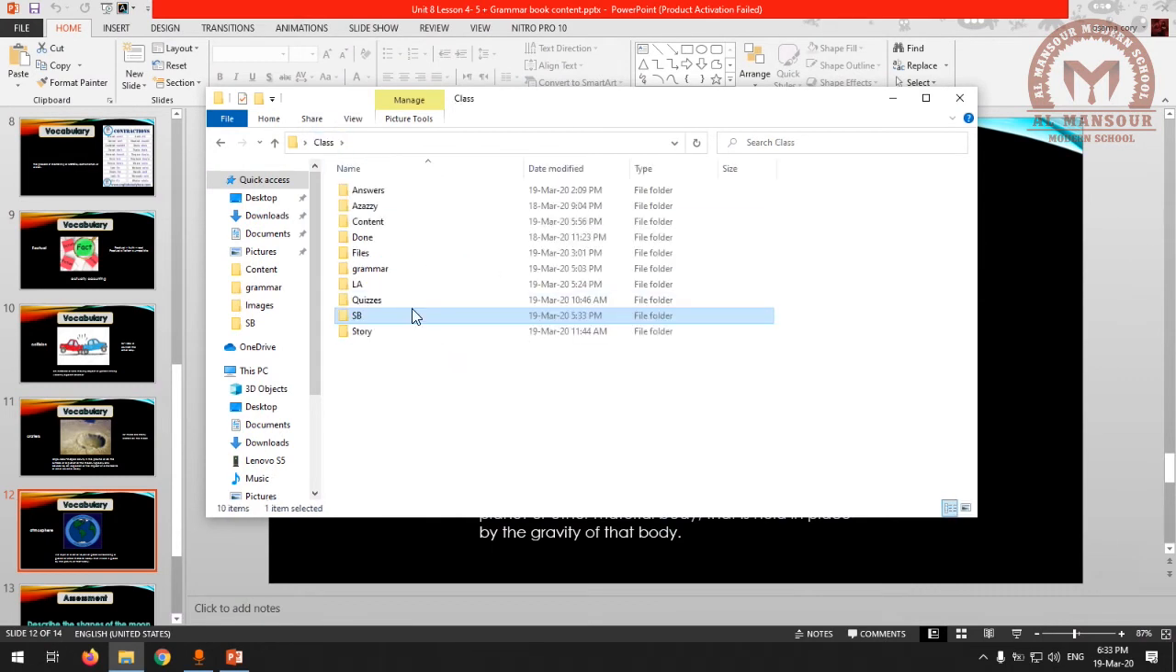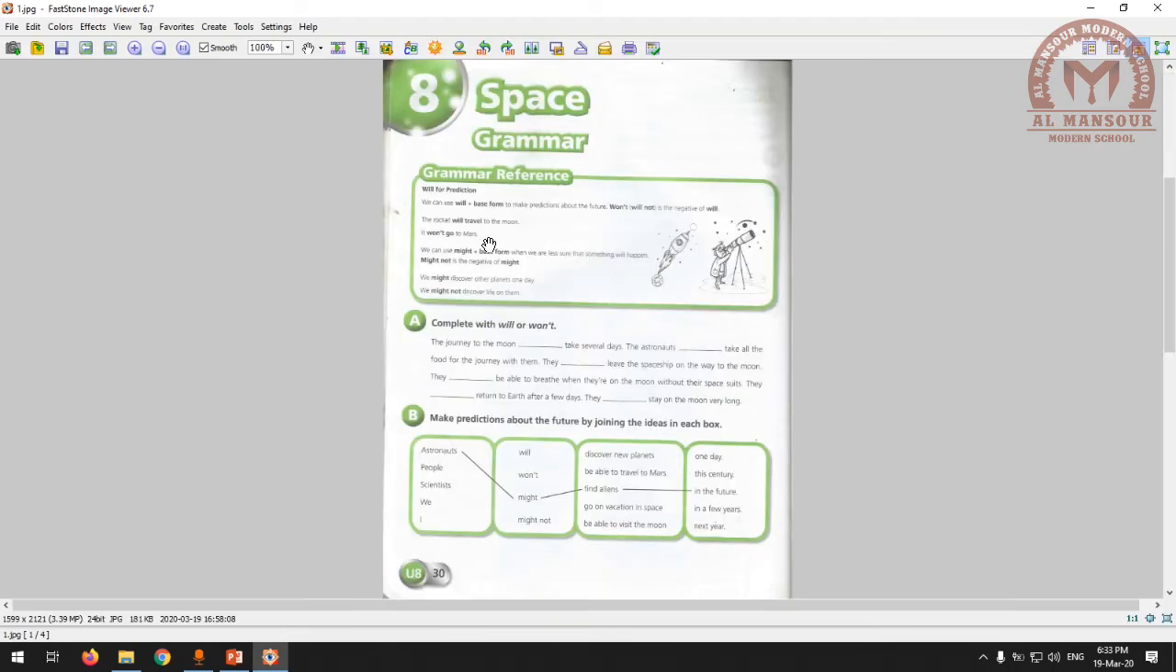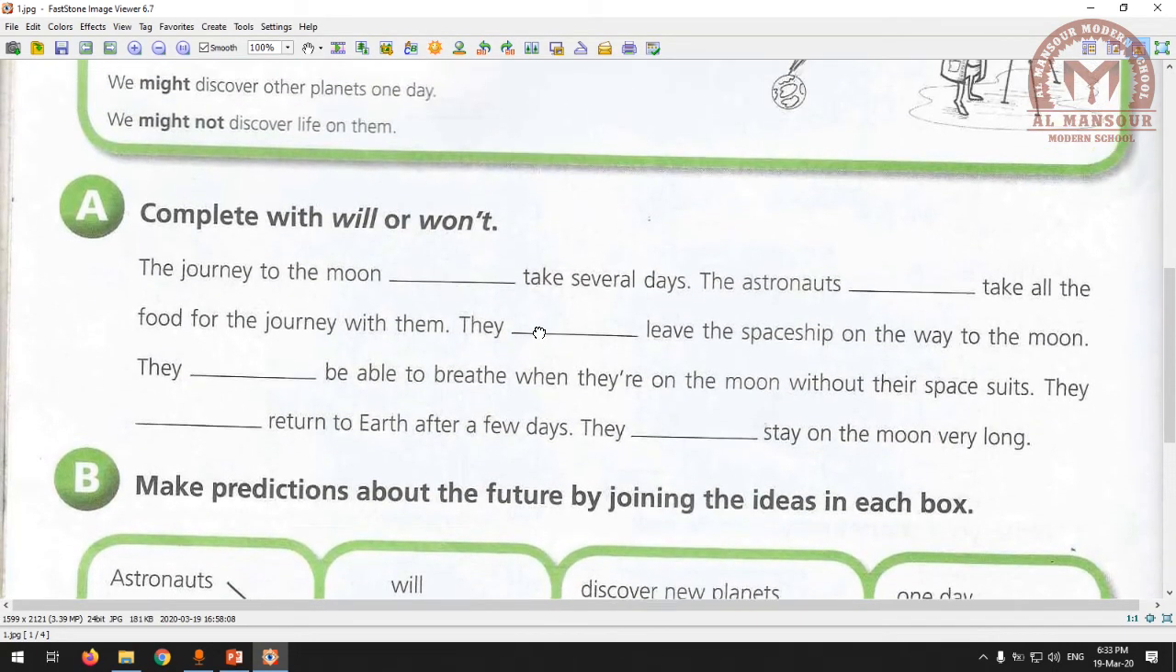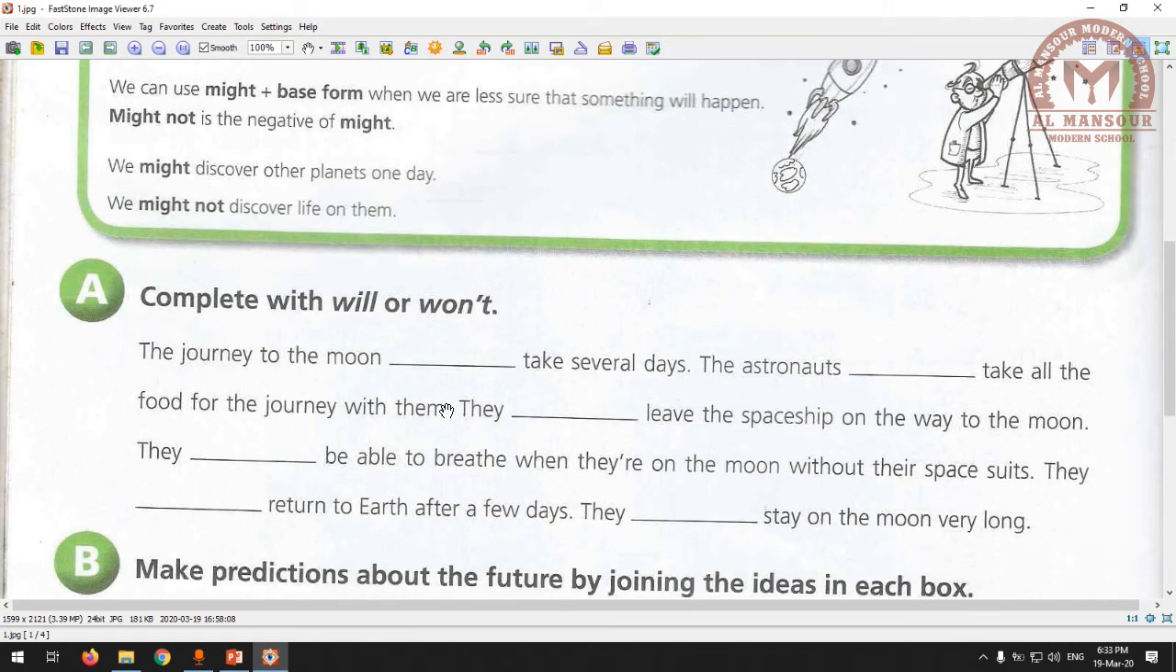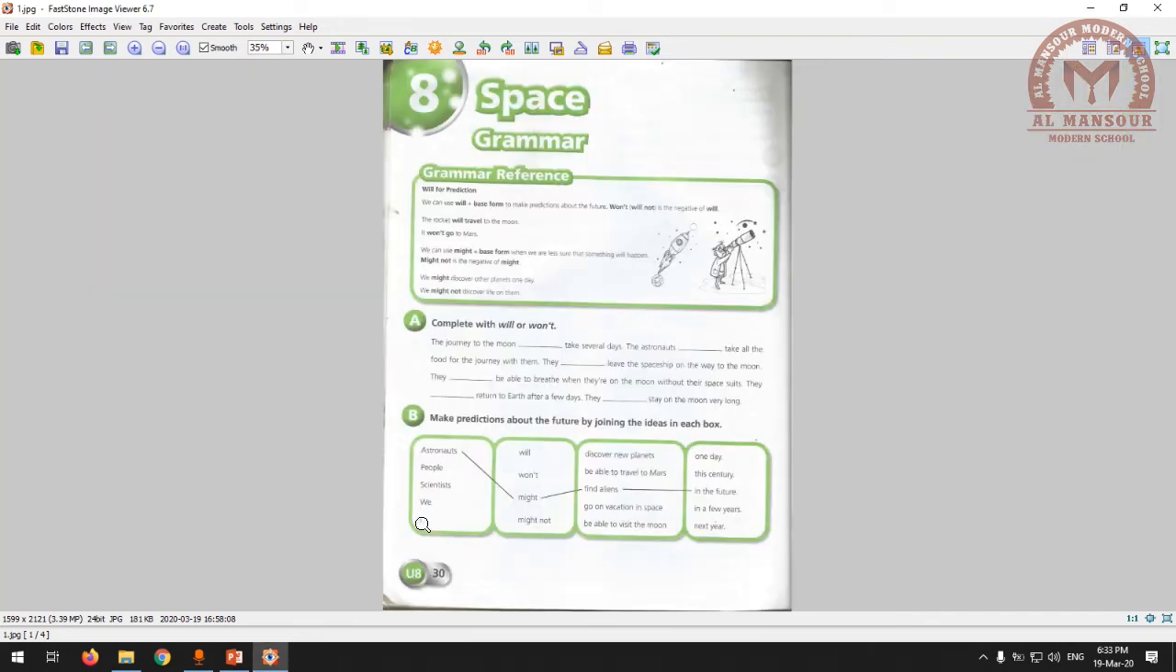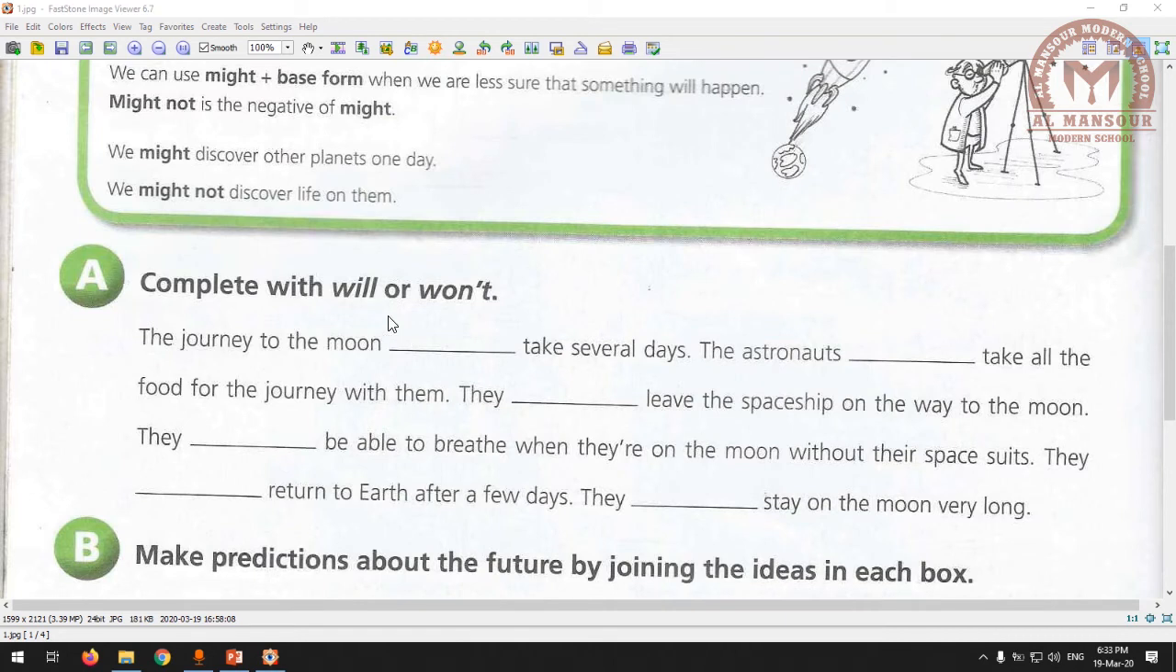Okay, I want you to open your grammar book on page 30. You remember will and won't and might be and might not. So basically what comes after these is the verb in infinitive form. It doesn't take any additions. So don't forget that. I'm going to help you with the first one. The journey to the moon will take several days. So here's the first one. You can finish the rest by yourself. It's an easy exercise as well.